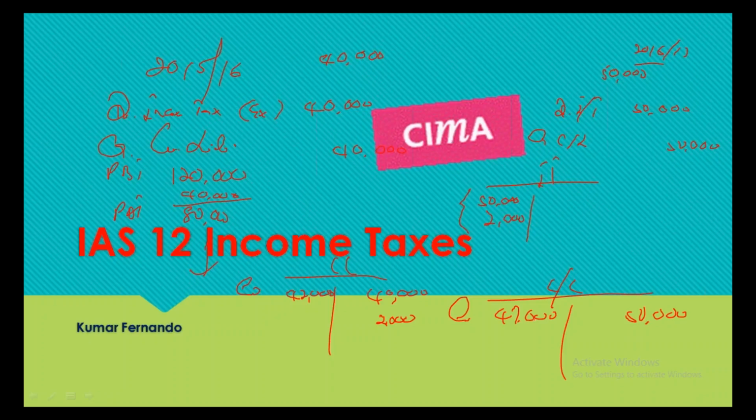Right? First year you have under-provided, second year you have over-provided 3,000 because your liability is much less than what you provided. Actual liability is only 47, what you have provided is 50,000. So 3,000 over-provided. So now if you look at 2017-18, let's assume that your tax expenditure you have estimated for 2017-18 to be 52,000.